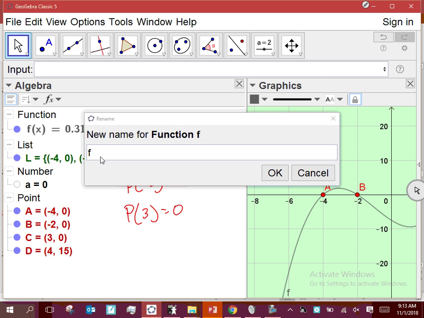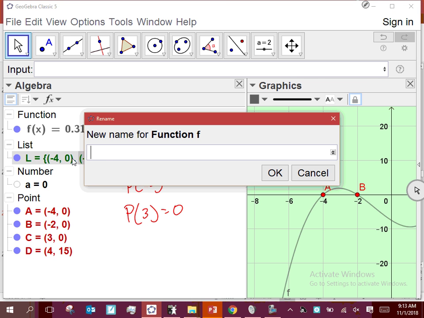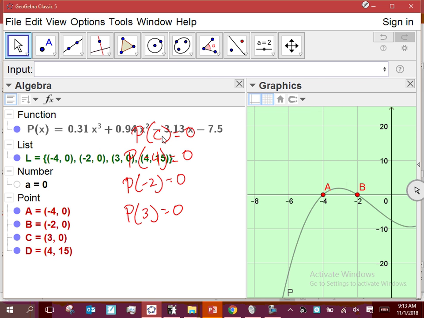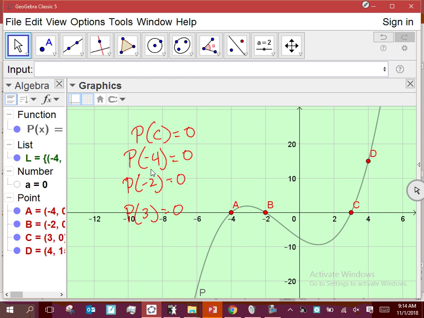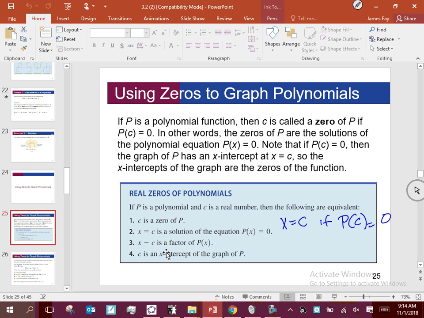See if I can rename this. A lot of times they just use that capital P just to tell you that it obviously stands for polynomial, right? But if -4 is a zero, then (-4, 0) is an x-intercept, right? Does that make sense? (-2, 0) is an x-intercept. (3, 0) is an x-intercept, and that is what we're talking about down here in step number 4, actually.